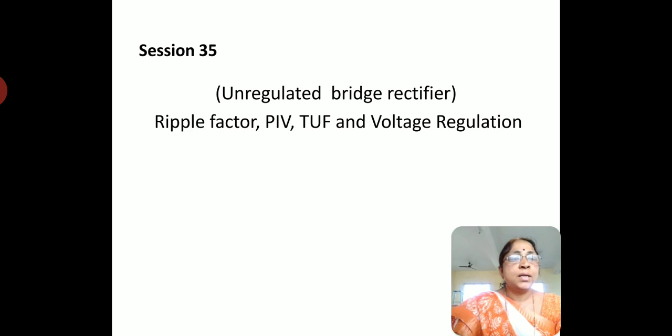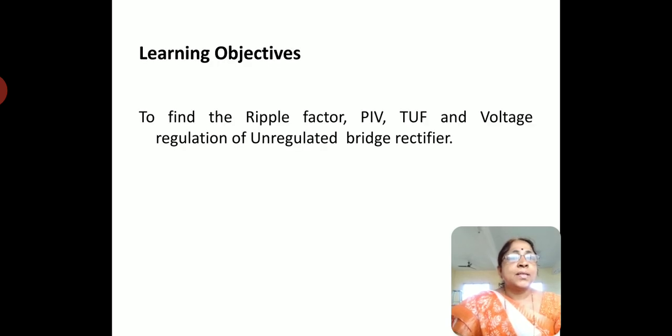In session 34, we studied the unregulated bridge rectifier and the efficiency of the rectifier. The learning objective of this session is to find the ripple factor, peak inverse voltage, transformer utilization factor, that is TUF, and voltage regulation of the unregulated bridge rectifier.